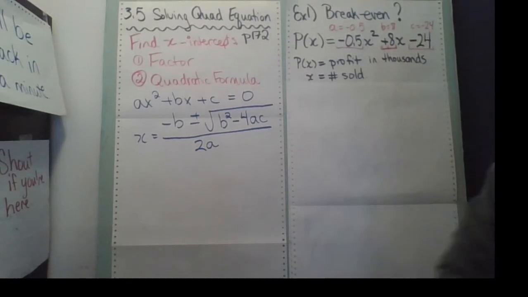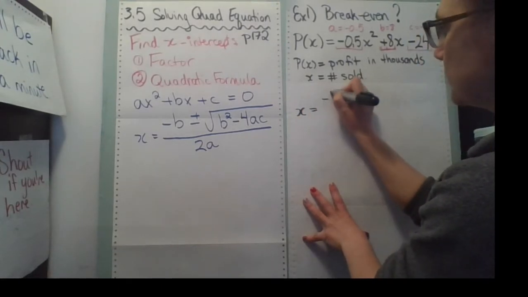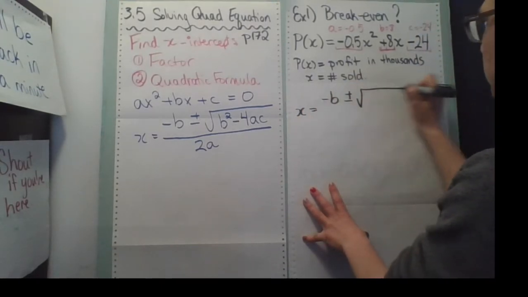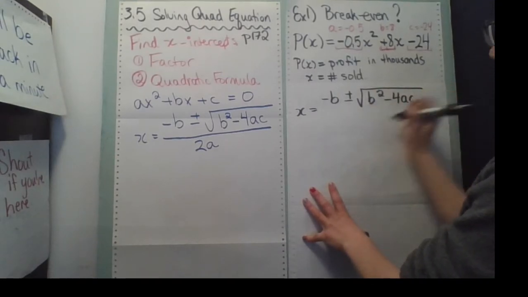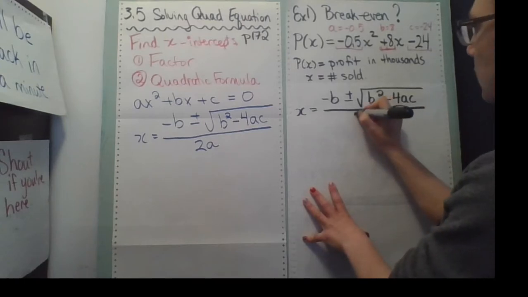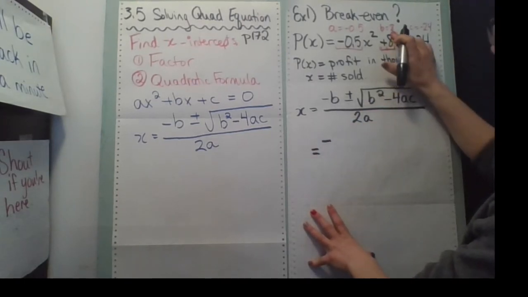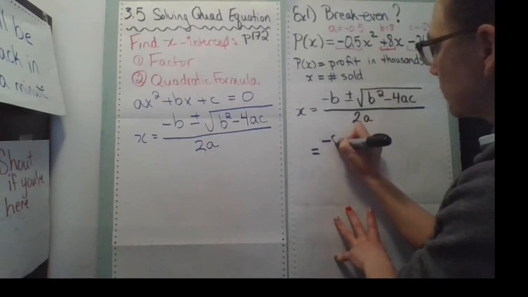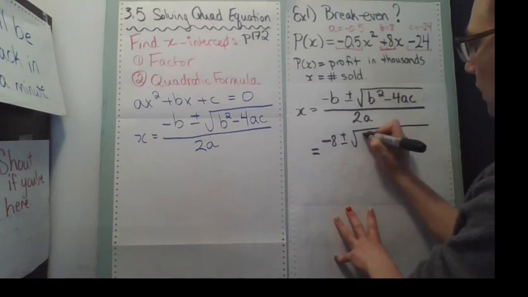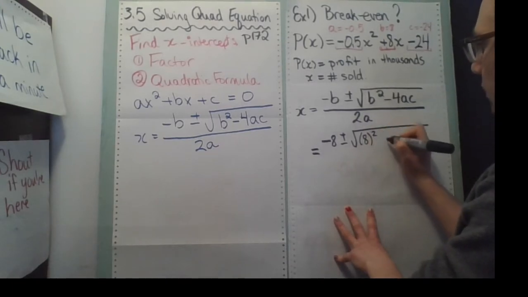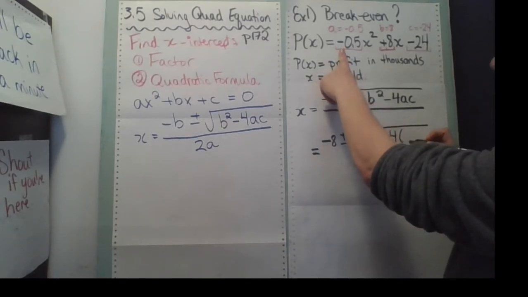So then we stick everything in our formula and see what comes out. We know x is negative b plus or minus the square root of b squared minus 4ac, all divided by 2a. So let's see, negative b is 8, plus or minus the square root of b squared, which is 8 squared, minus 4 times a, which is negative 0.5.